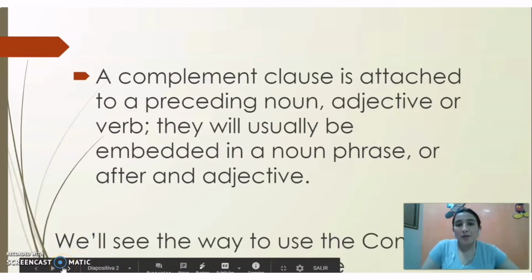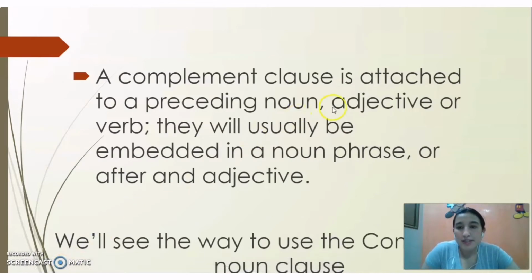A complement noun clause is attached to a presenting noun, adjective, or verb. They will usually be embedded in a noun phrase or after an adjective. We will see the way to use the complement noun clause.